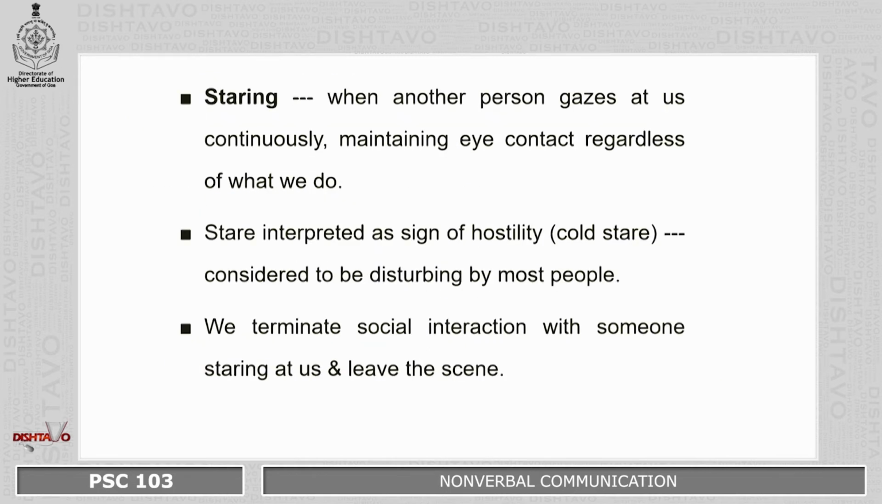Now, in eye contact, you also have another behavior, that is staring. All of us have been stared at some time or the other. When another person gazes at us continuously, maintaining eye contact, regardless of what we do, till we are out of sight, that is called staring. Staring can sometimes be interpreted as a sign of hostility, that is a cold stare, and it is very, very disturbing for some people.